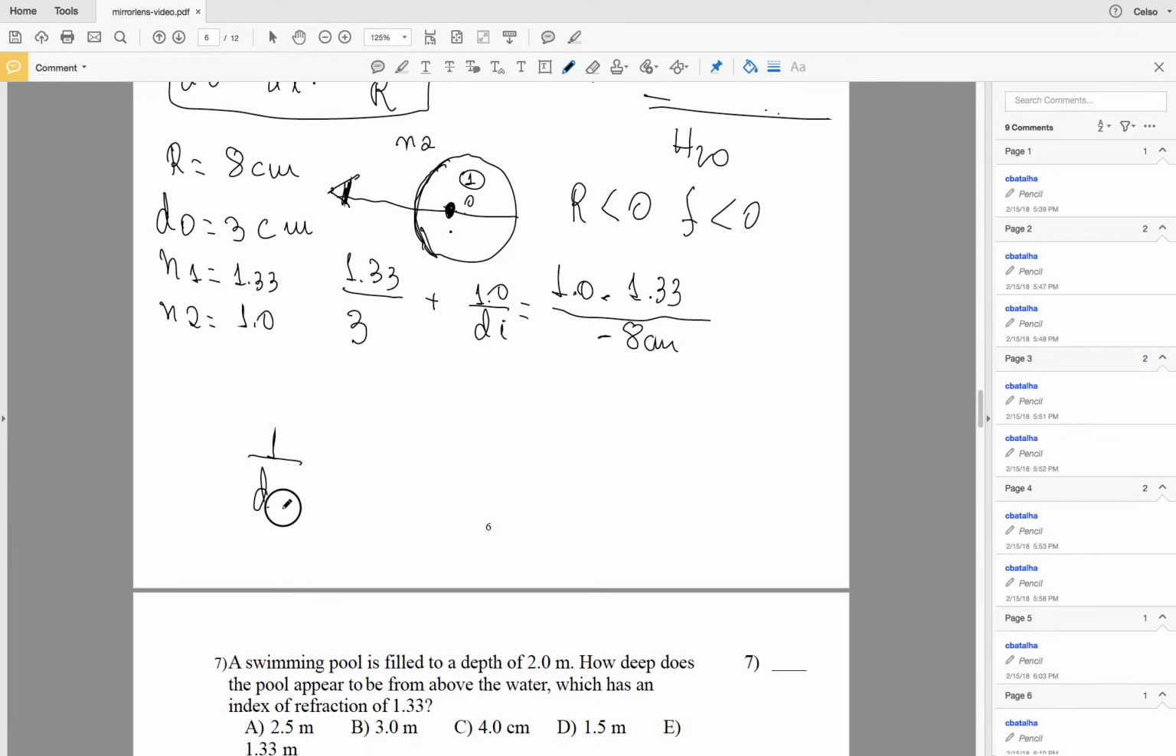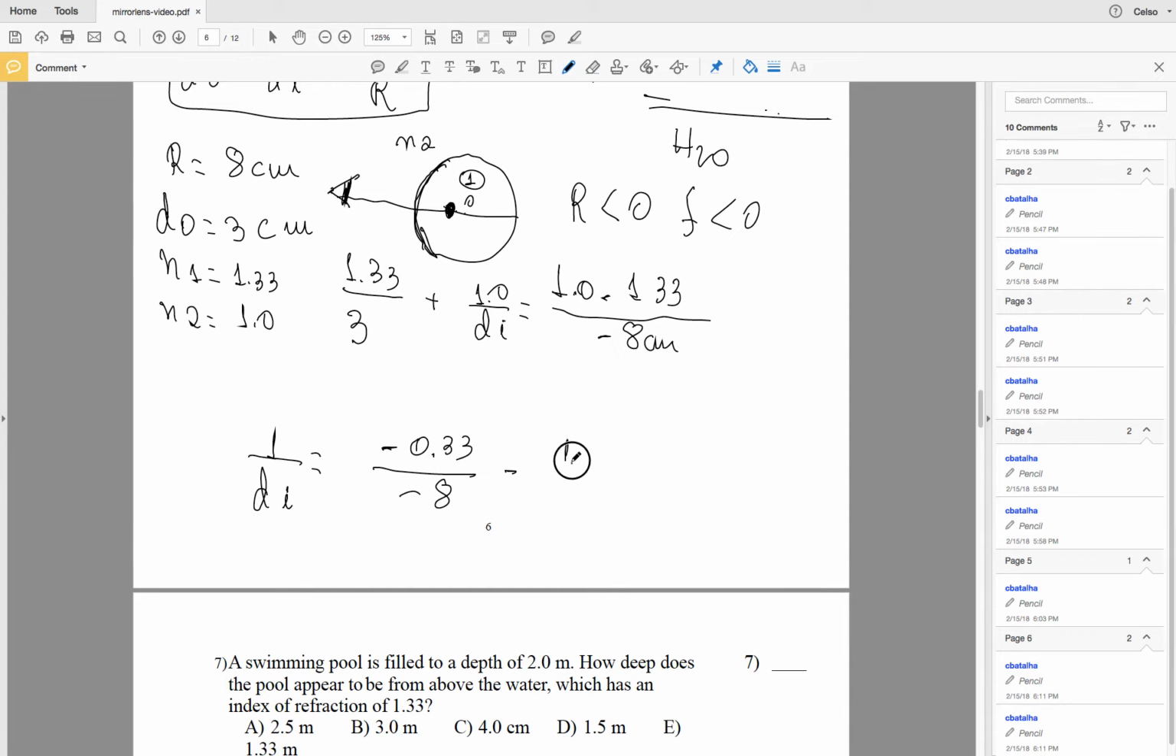And then 1 over distance image is equal to negative 0.33 divided by 8. Sorry, forgetting a term here. Minus 1.33 divided by 3. And then you operate that, and then you find your distance image. This number is going to be bigger than this number, and it's going to carry a negative sign, which implies the image is formed inside the bowl. Okay.